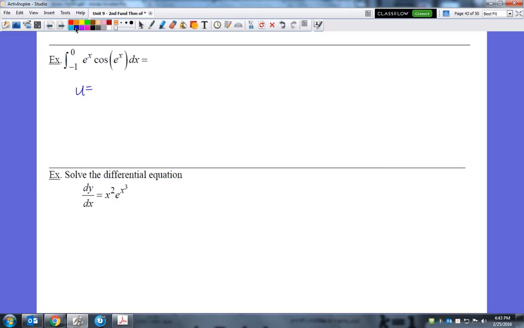So u is my parenthetic piece that's a little bit more obvious, e to the x. So du is e to the x dx, which we just picked up here and here, so that I could say this integral is going to be the rewrite. Let me do it in a different color. We'll put negative 1 in there. So negative 1, e to the negative 1 is the same as 1 over e. Okay? And then e to the 0 is 1, because I changed my bounds. So it'll be the cosine of u du.